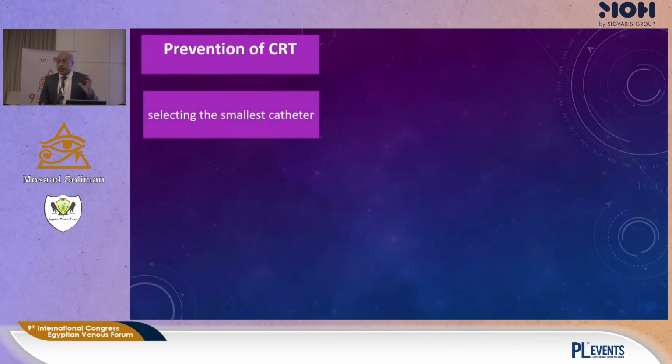Can we prevent the catheter-related thrombosis? Yes. First, you have to choose your catheter. As a risk factor, you choose the smallest size of the catheter, the smallest size of the sheath, a single lumen better than multiple lumens, and you got to put the catheter positioned very well near the right atrium, and every single item that we have considered in the catheter-related thrombosis, you have to avoid.